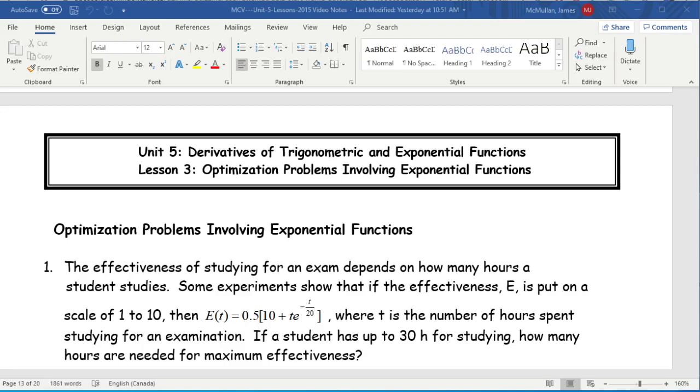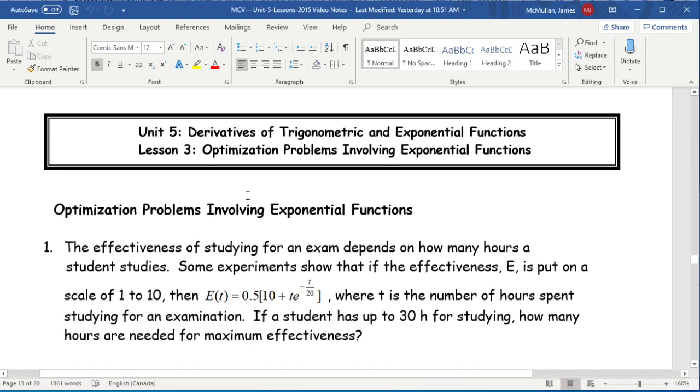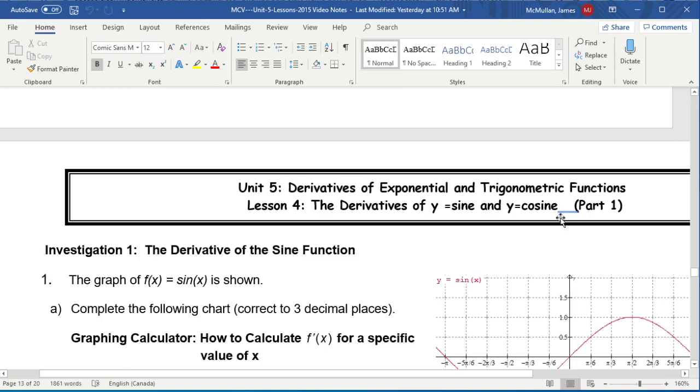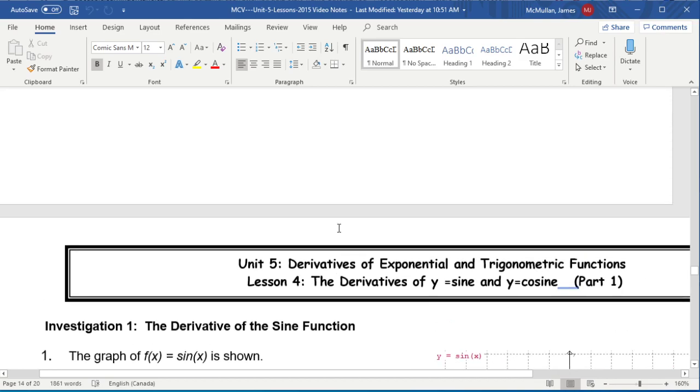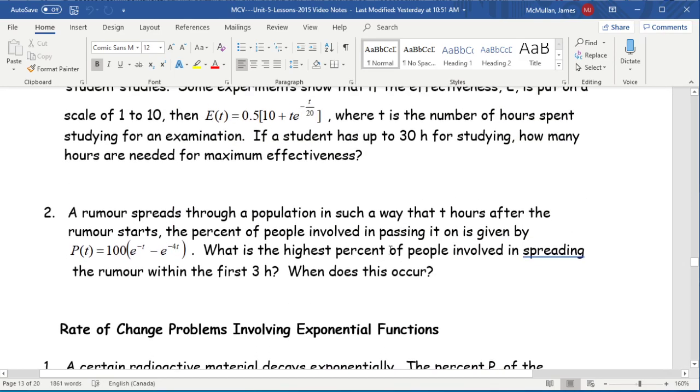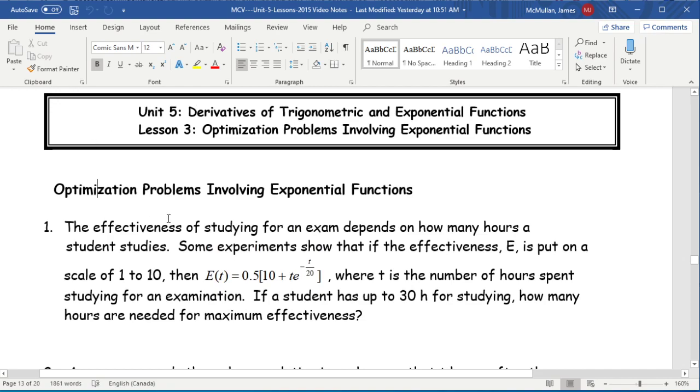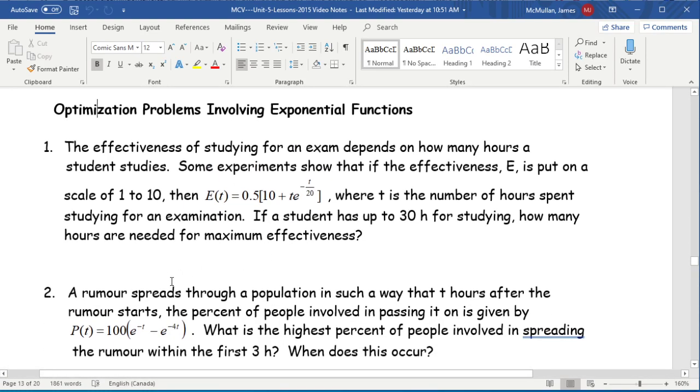So today is our last lesson on the exponential functions. This is doing optimization problems. You can see that next lesson is going to be about trigonometric functions, which is kind of the other half of this unit. So today we're just looking at the optimization problems using exponentials. I think it's a really important section.